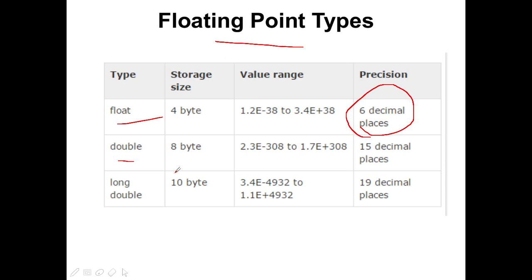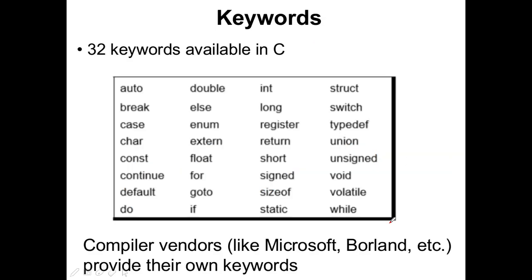And double means totally 8 bytes are going to be allocated. And when you look at the range of values, it is from 2.3 e power minus 308 to this one, and 15 decimal places are reserved. Long double, okay. Long double means totally 10 bytes are going to be there, and you will have a range from this to this and 19 decimal places.